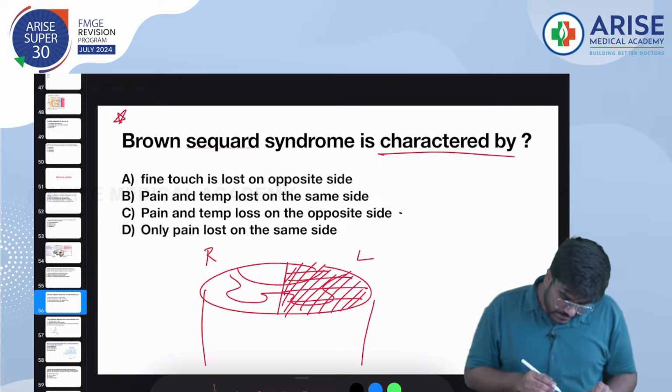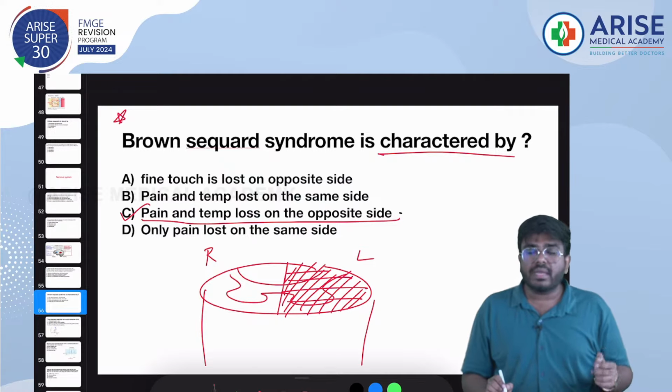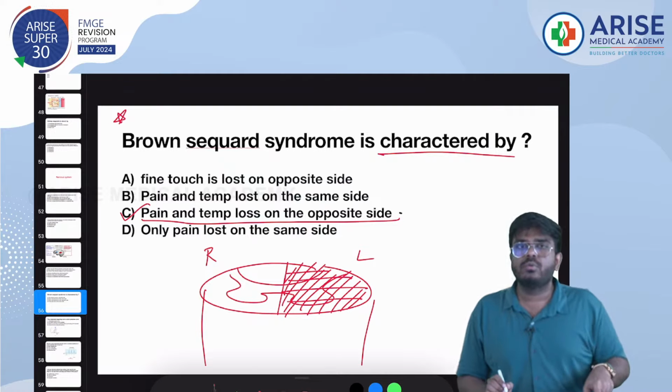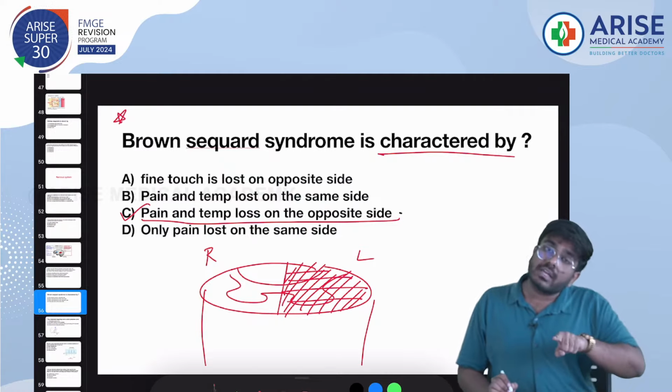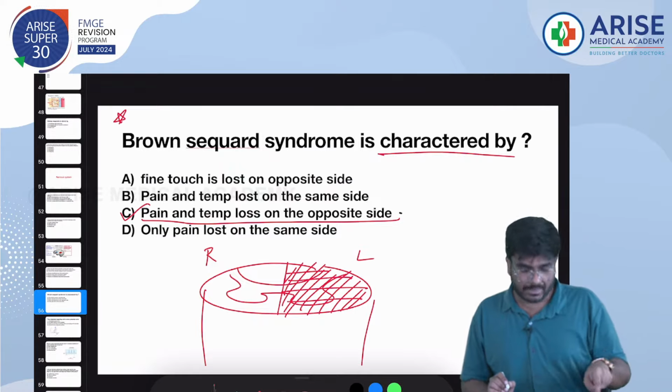So what's the answer? In Brown-Séquard syndrome, there is pain and temperature loss on the opposite side. True. Pain and temperature are the primitive sensations, so they are lost on the opposite side. Advanced sensations are lost on the same side.